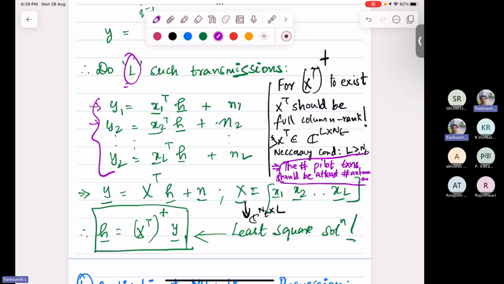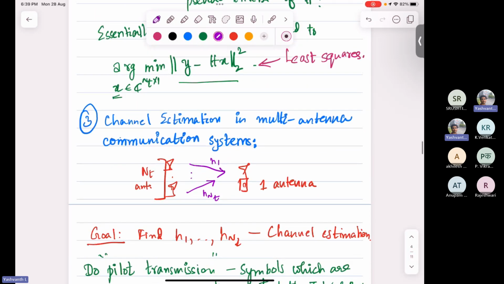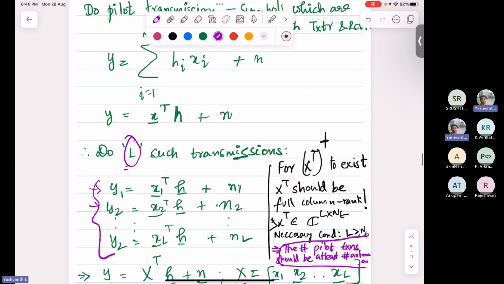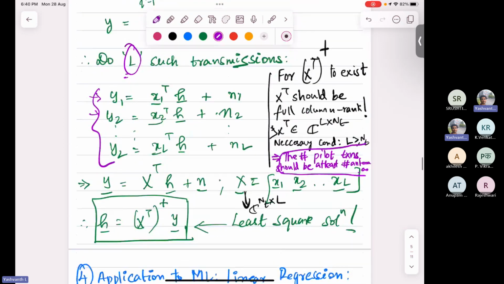What is the number of unknowns in this picture? NT unknowns, because there are NT antennas, so there are NT channels. To solve a system with NT unknowns, I need at least NT equations. Correct? That's what this insight is saying. I need at least as many pilot transmissions as there are antennas in the system. This is what this math and intuition is.